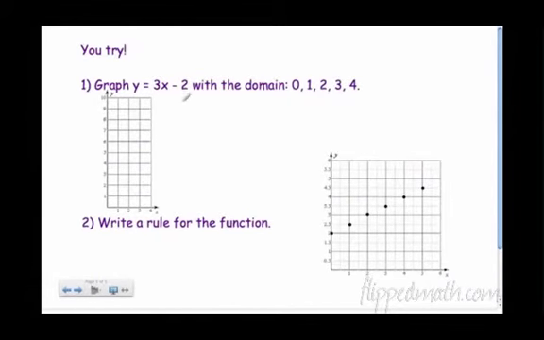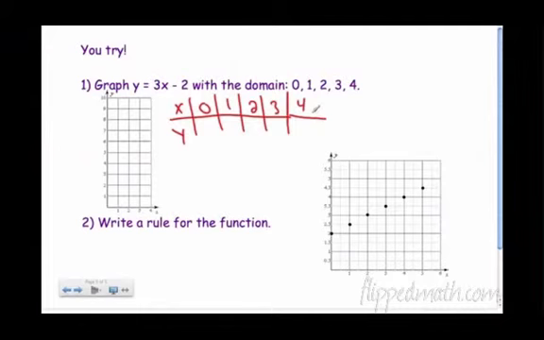All right, so I need to graph this. So I need to get my x's and y's together. All right, I know my domain is 0, 1, 2, 3, 4. If I plug this in, 3 times 0 is 0. 0 minus 2 is negative 2. Oh, geez, Sullivan, we don't know that one yet. We'll get to that. Next one, 3 times 1 is 3, minus 2 is 1. 3 times 2 is 6, 6 minus 2 is 4. 3 times 3 is 9, 9 minus 2 is 7. And 3 times 4 is 12, 12 minus 2 is 10.